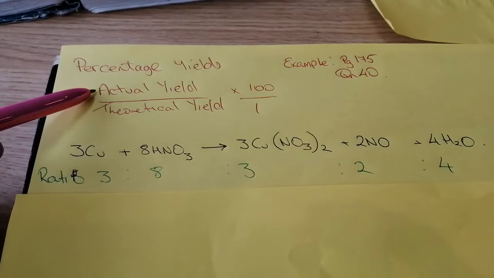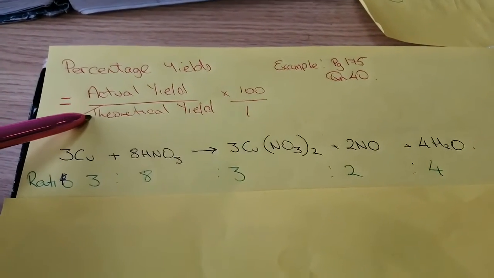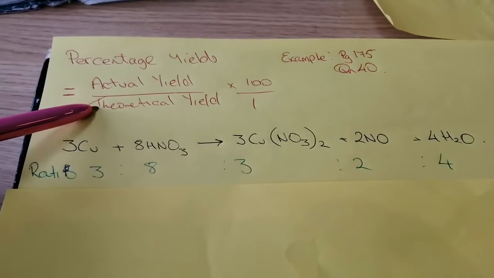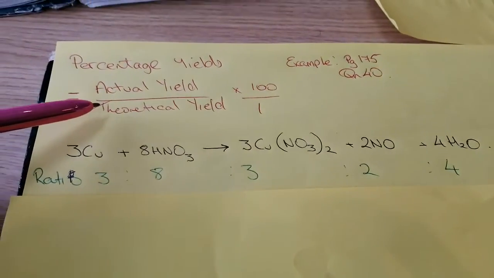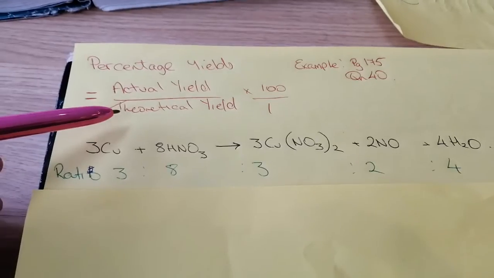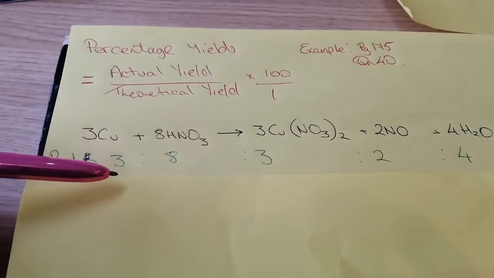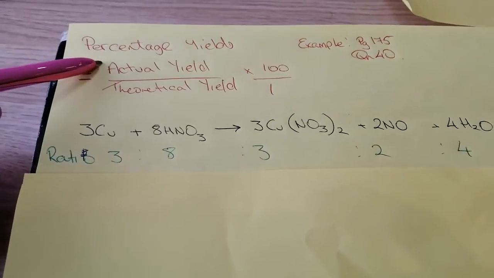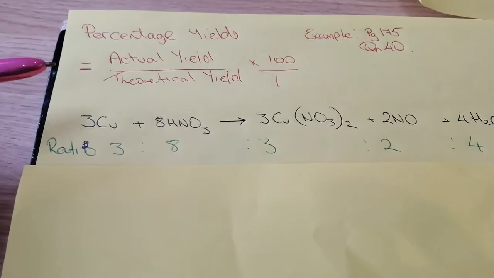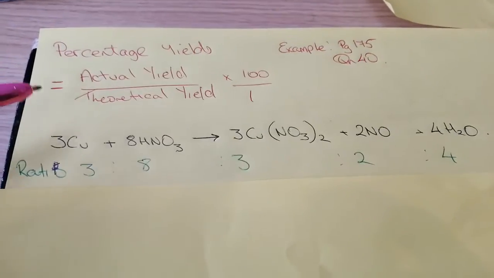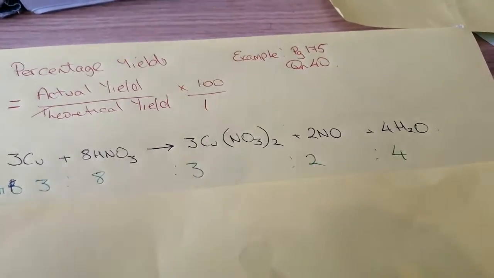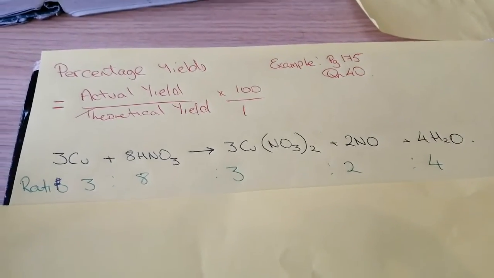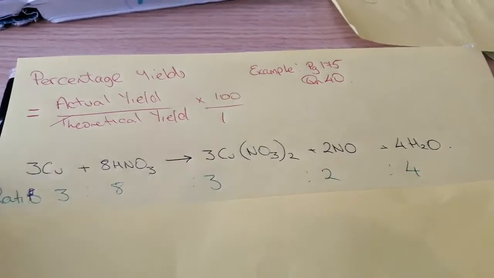Now, how you get the percentage yield is the actual yield divided by the theoretical yield, multiplied by 100/1 to get the percentage, obviously. The theoretical yield is what you should get if everything goes perfect. The actual yield is what you actually get. So we have our equation here, and we're looking for the amount of nitrogen monoxide that we should be getting.